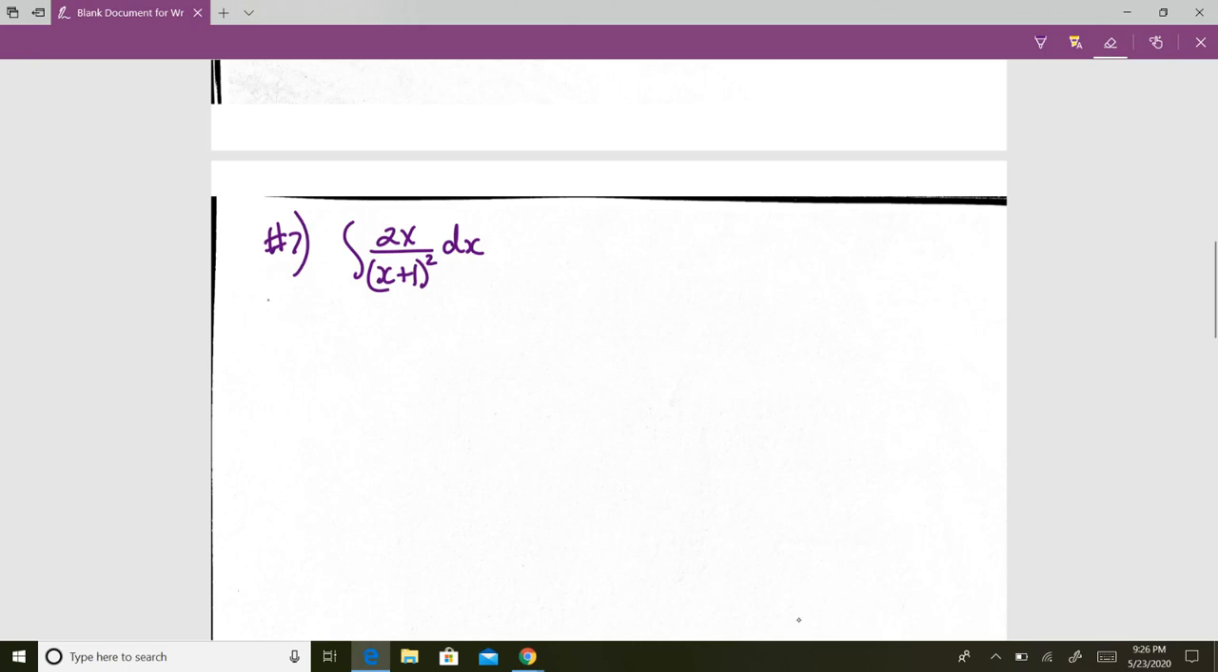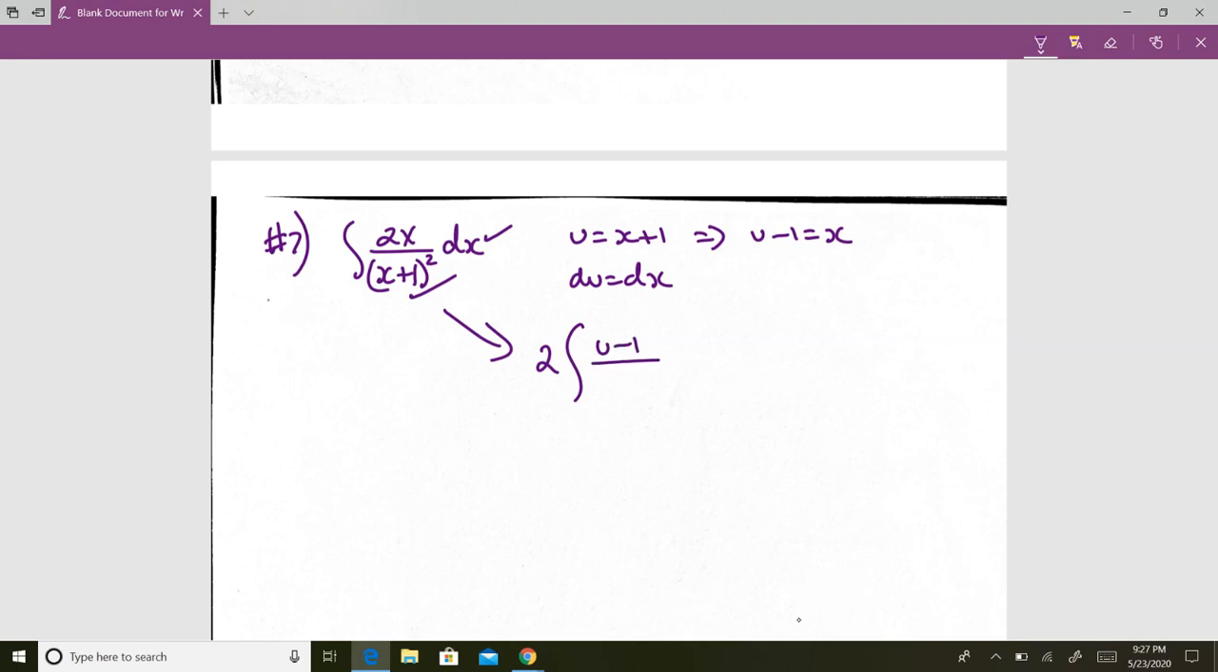Okay, so we are going to do u substitution on the denominator, and I'm going to get du is equal to dx. Well, I've checked off that to u, but I still have this x here. But looking at this, if I just move that 1 over, I get u minus 1 is equal to x. So this integral, I'll pull the 2 out, now becomes u minus 1 over u squared du.